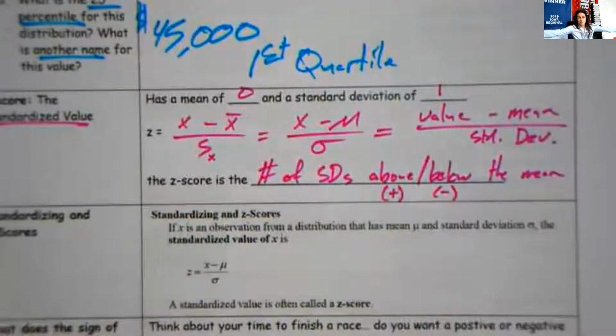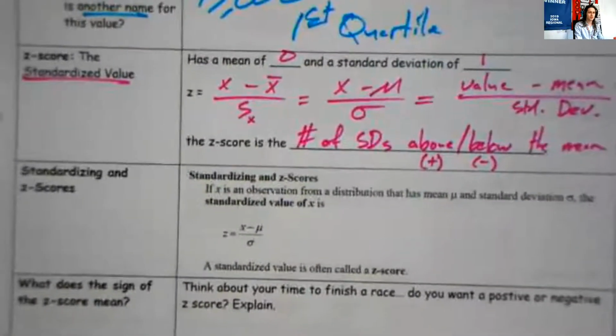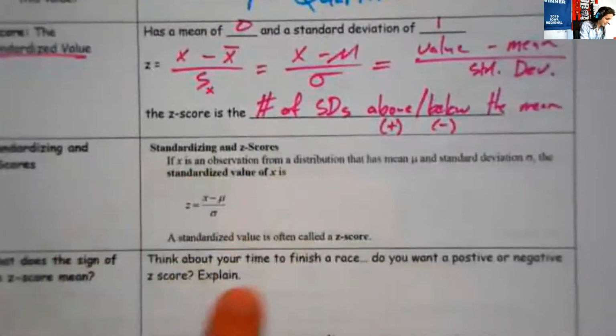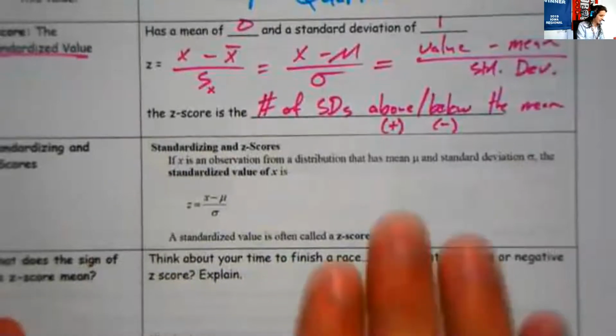Is this always as useful? I don't know. Sometimes z-scores can be deceiving. Percentiles have less opportunity to be deceiving, but maybe they both have their place. We'll talk more about when we use percentiles, when we use z-scores, and when one is better than the other. So down below, standardizing and z-scores, we have just another way to say what I've said up above.